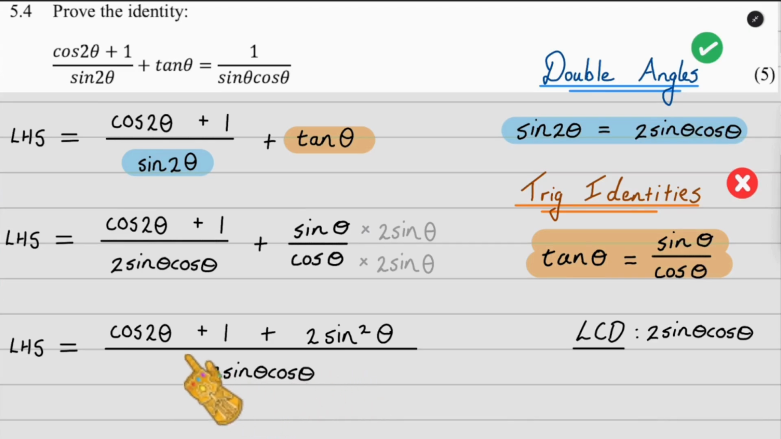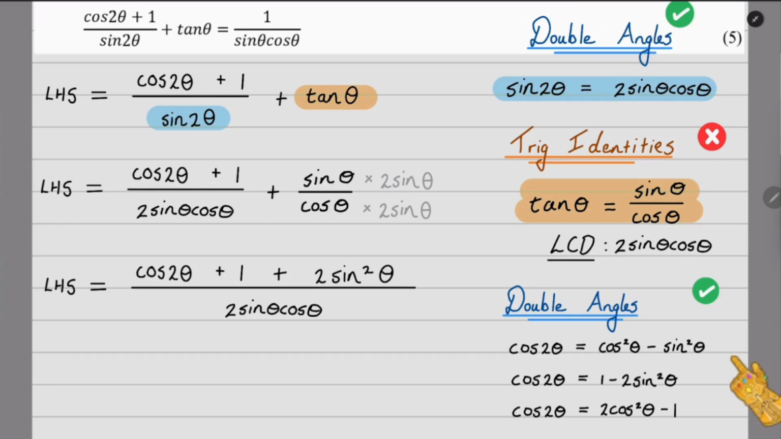And now I can finally make up my mind as to what I'm going to change this cos 2 theta to. So let's grab our double angles once again and make an informed decision. Okay, so these are the three options I have available to change this cos 2 theta. And my decision is going to be based around what's on the right hand side. So at the end of the day, I just want sine theta and cos theta at the bottom. So I need to get rid of this 2. And to do that, I need a 2 on top to cancel.